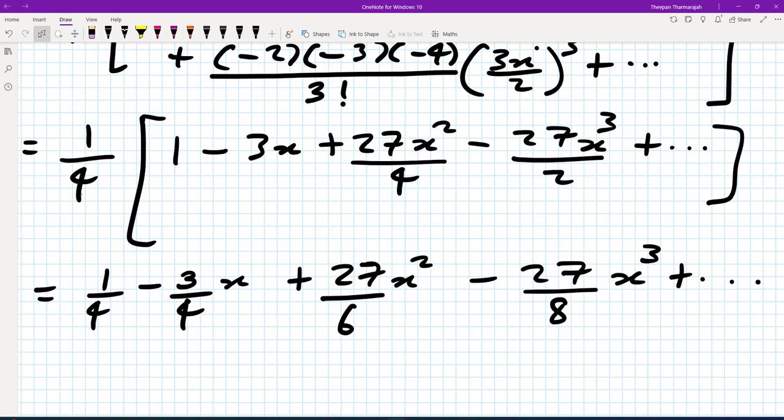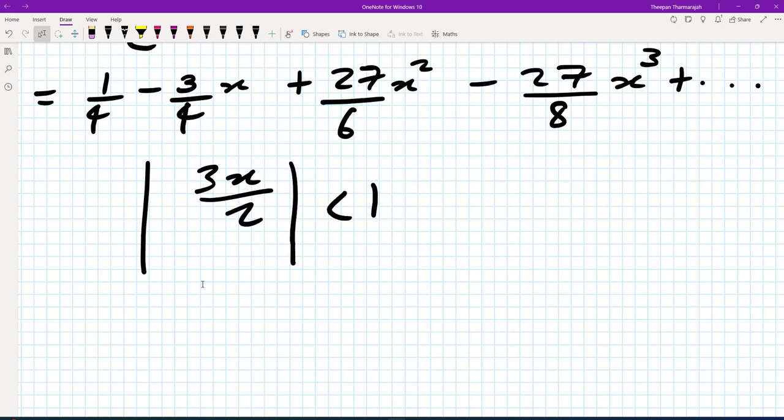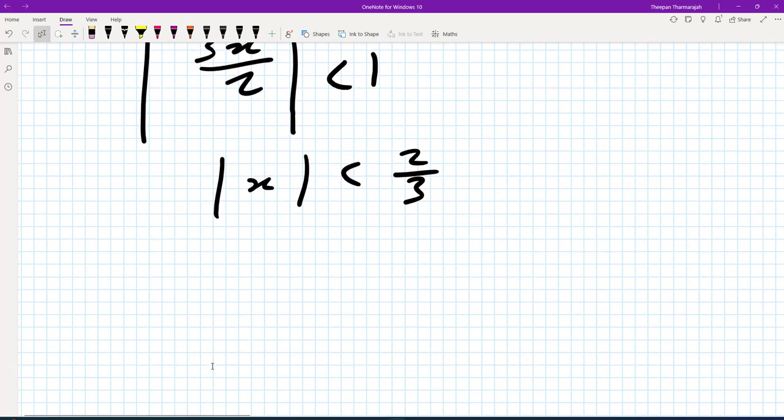plus other terms. Now, if you wanted to find for what values the expansion is valid for, we would do the following. We would take mod 3x over 2 is less than 1. So we can do 1 divided by 3 over 2. So mod x is strictly less than 2/3. So in full form, we could write that as x is strictly greater than minus 2/3, but less than 2/3.